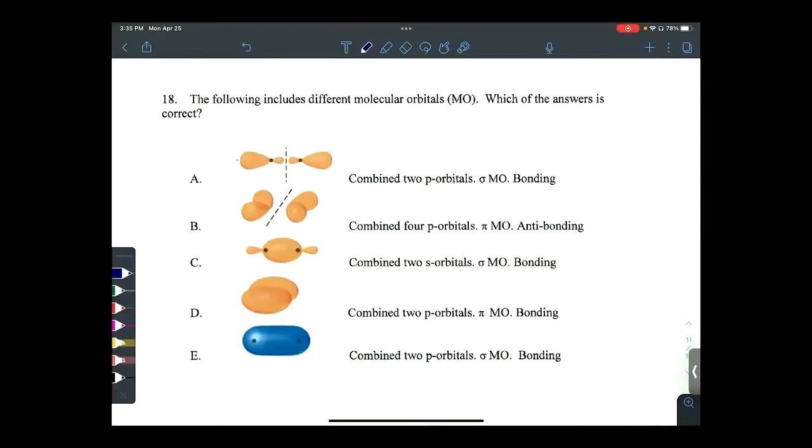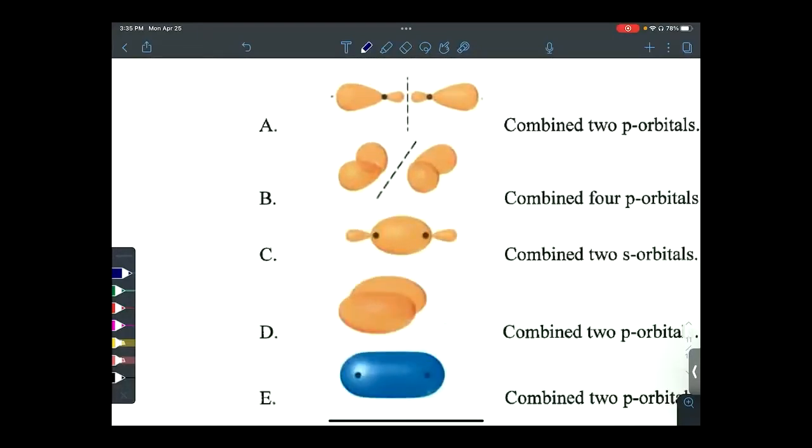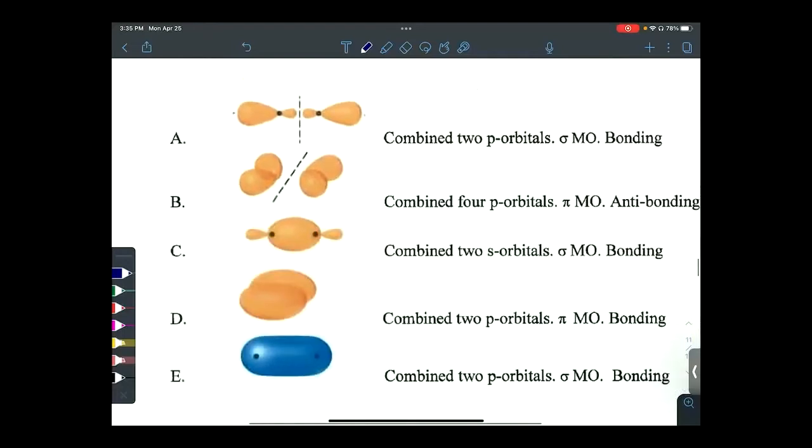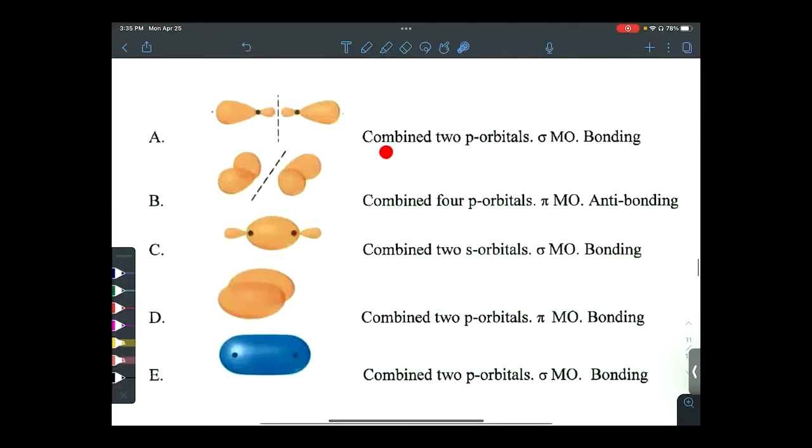Which of the answers is correct? So all of these pictures are depicting molecular orbital combinations. Typically, when we combine two different atomic orbitals, we get two molecular orbitals back, right? But here we see a depiction of only one of those MOs that come out. In A, this molecular orbital is made from the combination of two p orbitals, and it's a sigma bonding orbital.